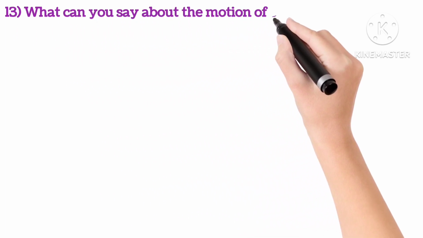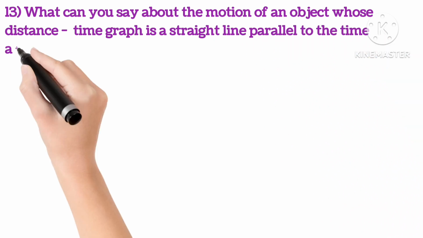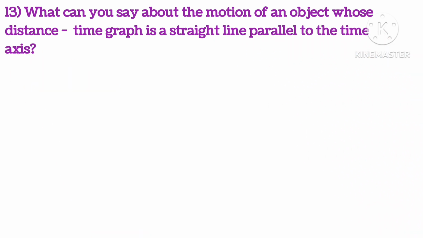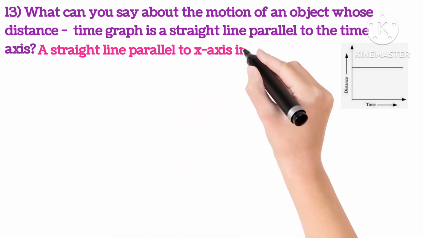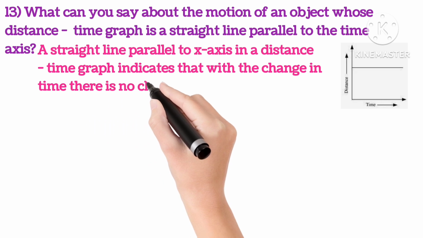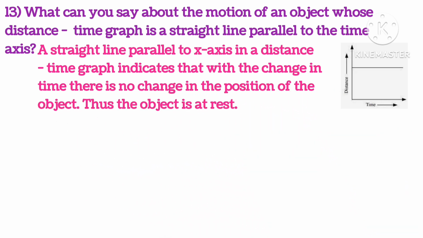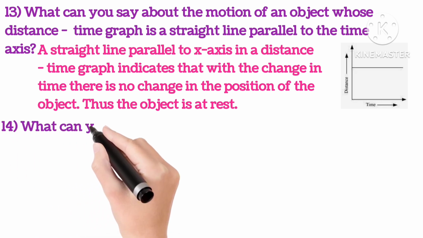13. What can you say about the motion of an object whose distance time graph is a straight line parallel to the time axis? A straight line parallel to the x-axis in a distance time graph indicates that with change in time there is no change in the position of the object, thus the object is at rest.